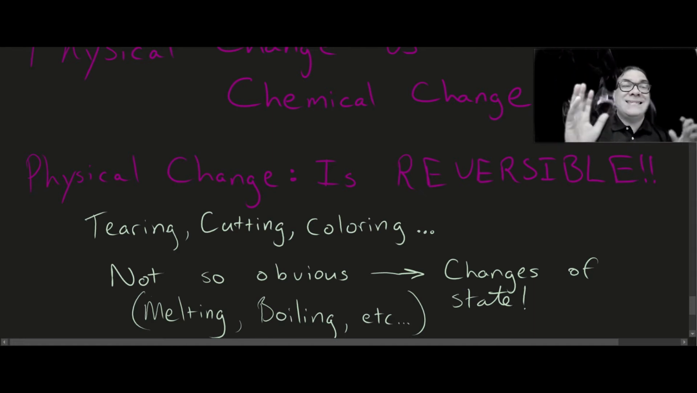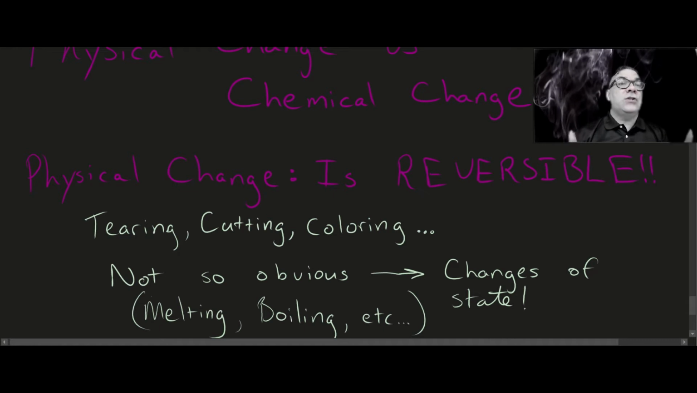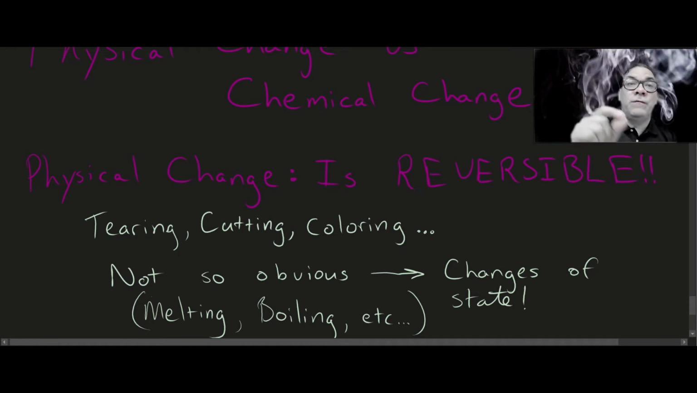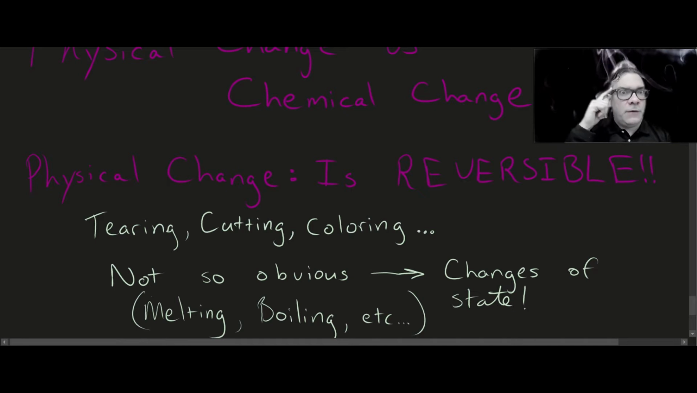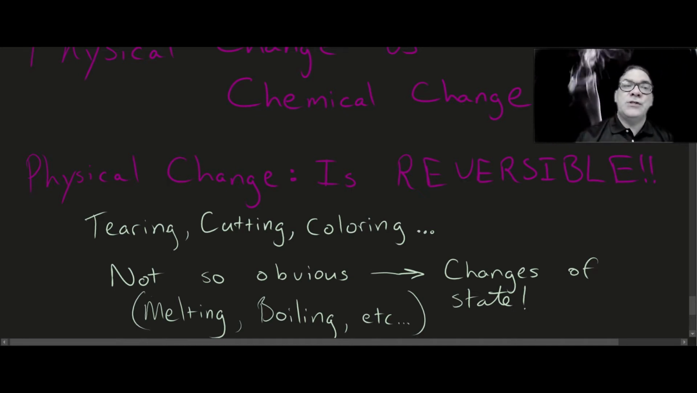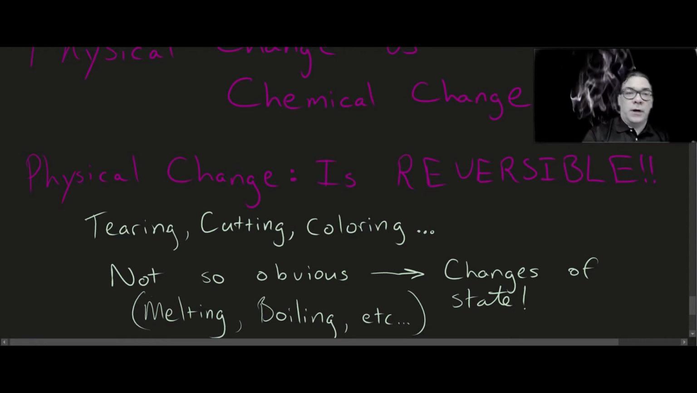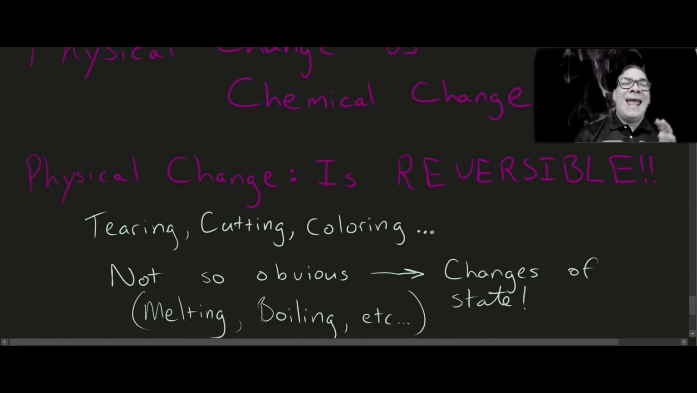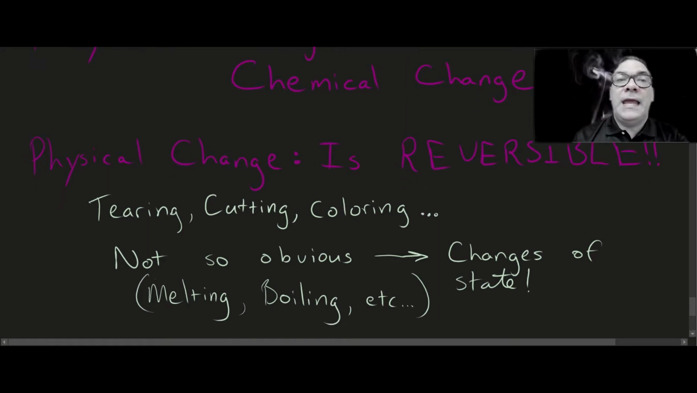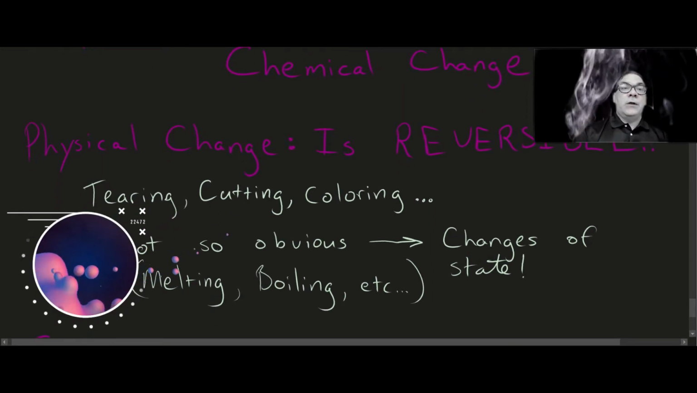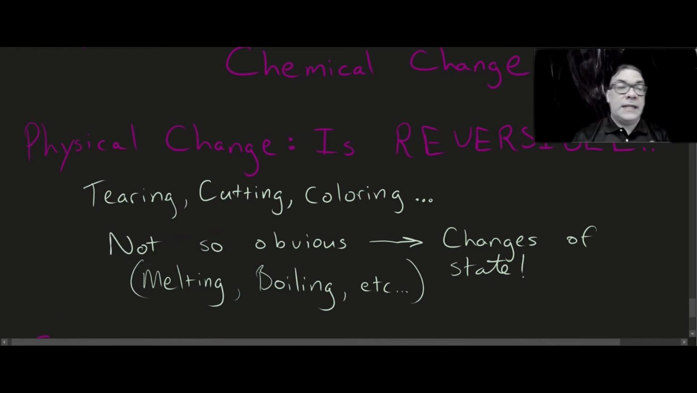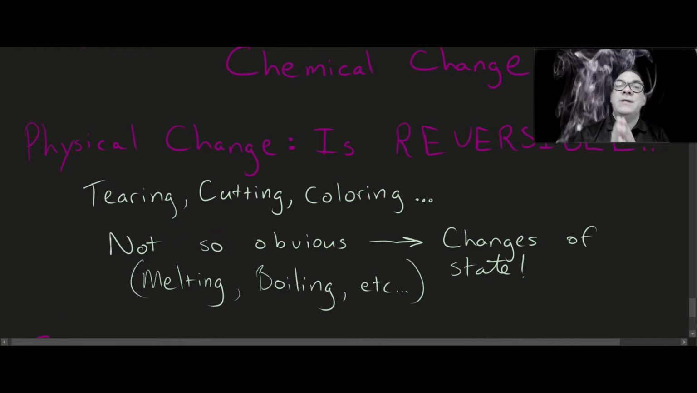Now, there's one set of physical changes that are not so obvious, right? Because they are reversible, but it's not something that we often think about in terms of a physical change. And those are changes of state, not like moving from Colorado to New York. It's not that change of state. Change of state meaning something is melting, boiling, freezing, condensing, subliming, right? Any change of state in which you go from a solid to a liquid to a gas, or solid to a gas directly, any change of state is considered to be a physical change.